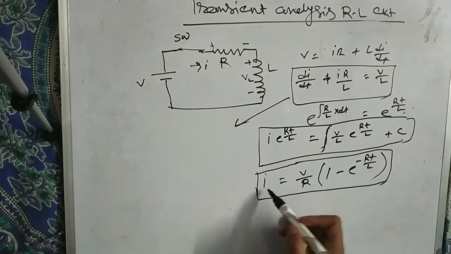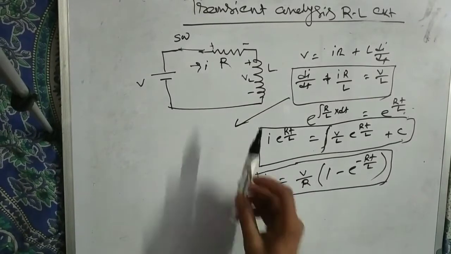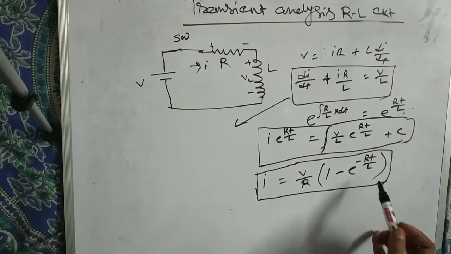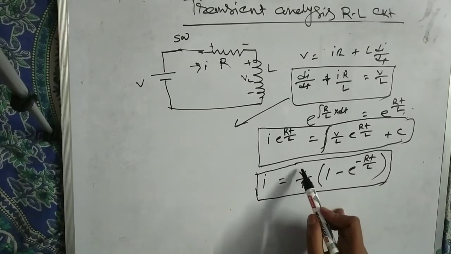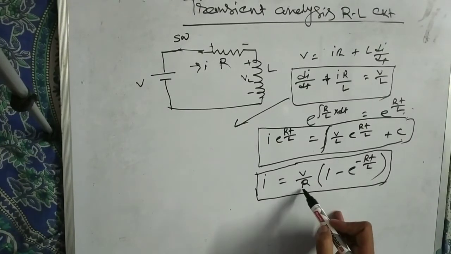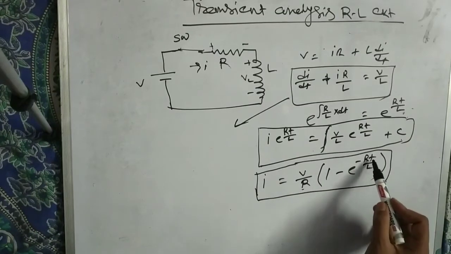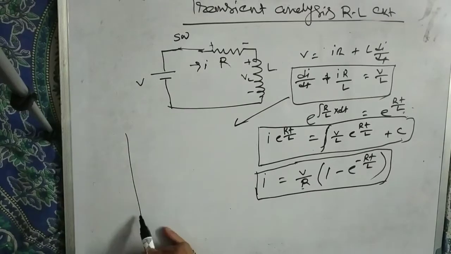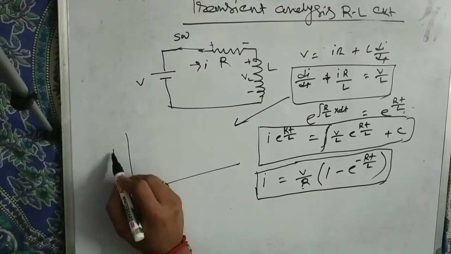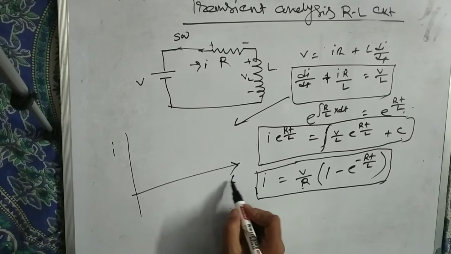Now this is the current equation. If only resistance is there, if the inductor is 0, you will be getting current value V by R. But here the current value is depending on T, you can see. Suppose I am drawing the current value: this is I, this is T.